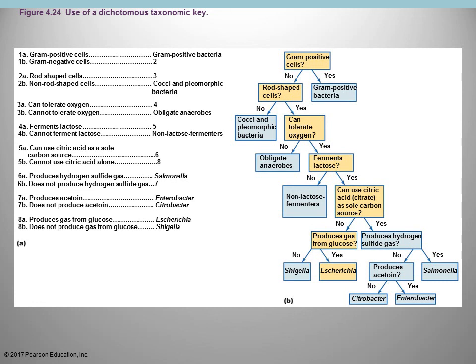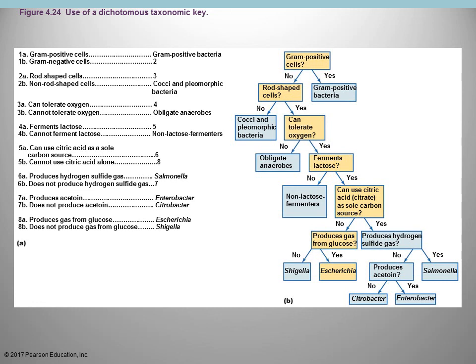In this particular case, you said, is it gram positive? No. Okay. So then you eliminate any of the gram positive ones. Now you say, okay, let me look at the shape of it. Is it rod-shaped? And you go, yes. Okay, that's going to eliminate any of the cocci, which are spherical.